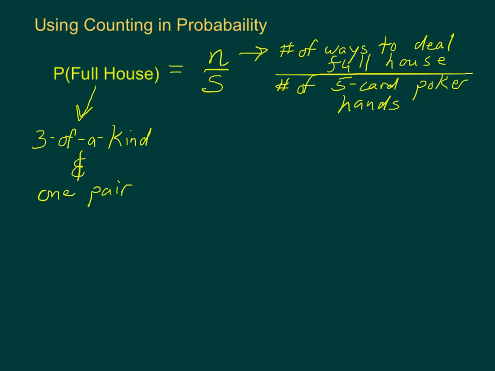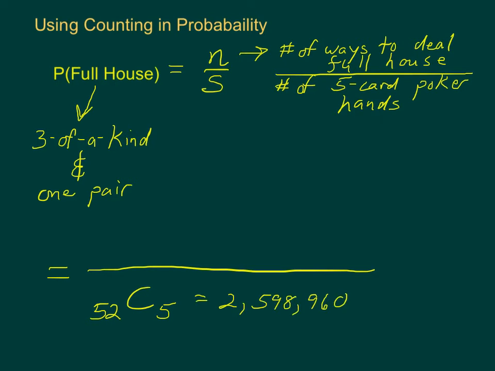So what happens there is I need 5 cards out of the deck. Well, how many cards are in the deck? 52. So of the 52, I want to choose 5, which is equal to 2,598,960. So that's just the number of ways that you could be dealt a 5-card poker hand.